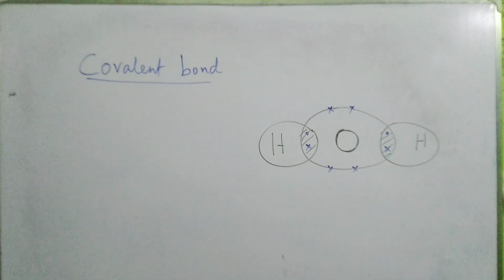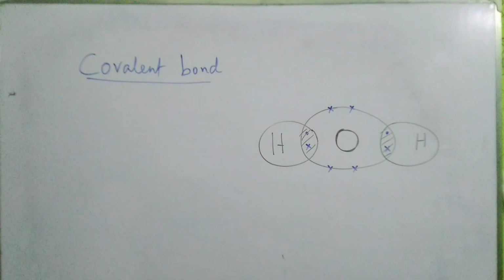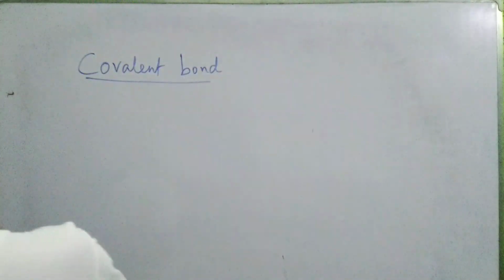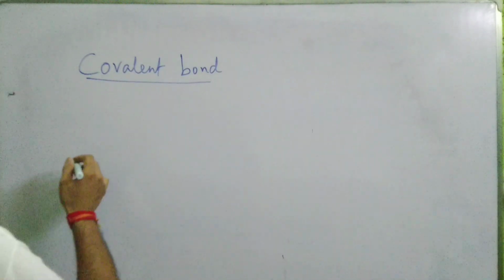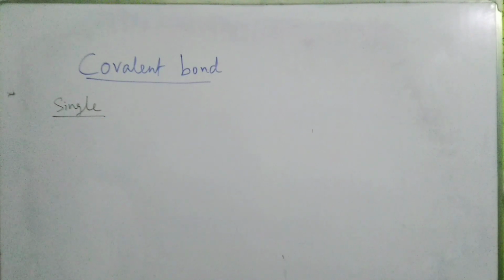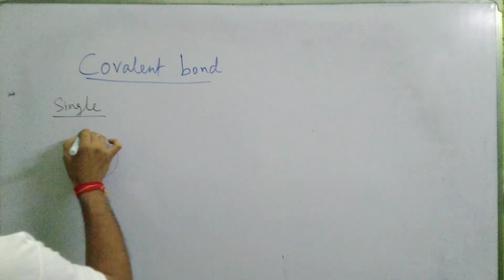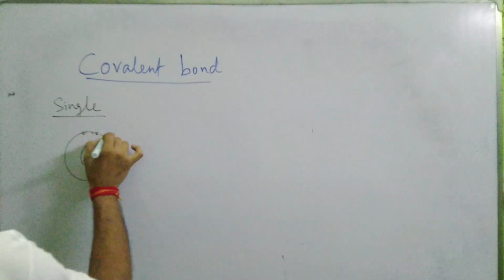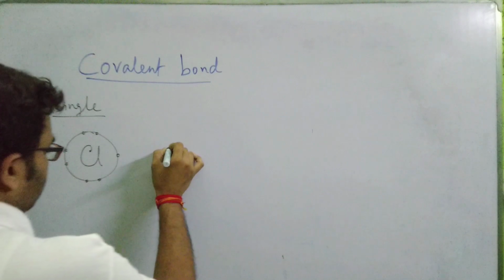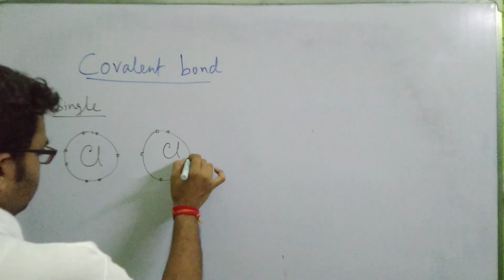So a covalent bond can be of three types: single covalent bond, double covalent bond and triple covalent bond. Okay, so let us take another three examples. I am showing the formation of a single covalent bond with the help of a chlorine molecule. A chlorine atom has 7 electrons in its outermost shell: 1, 2, 3, 4, 5, 6 and then here 7. Another chlorine atom comes here. This chlorine atom also has 7 electrons in its outermost shell: 1, 2, 3, 4, 5, 6, 7.